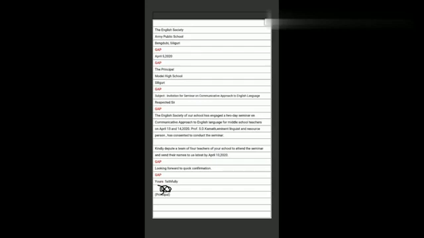The English Society of our school has organized a 2-day seminar on communicative approach to English language for middle school teachers on April 13th and 14th, 2020. Professor S.D. Kamnath, eminent linguist and resource person, has consented to conduct this seminar. One line gap. Kindly depute a team of 4 teachers of your school to attend the seminar and send their names to us latest by April 10th, 2020. Gap again. Looking forward to quick confirmation. Gap again. Yours faithfully, signature of the principal, and designation below that within brackets.